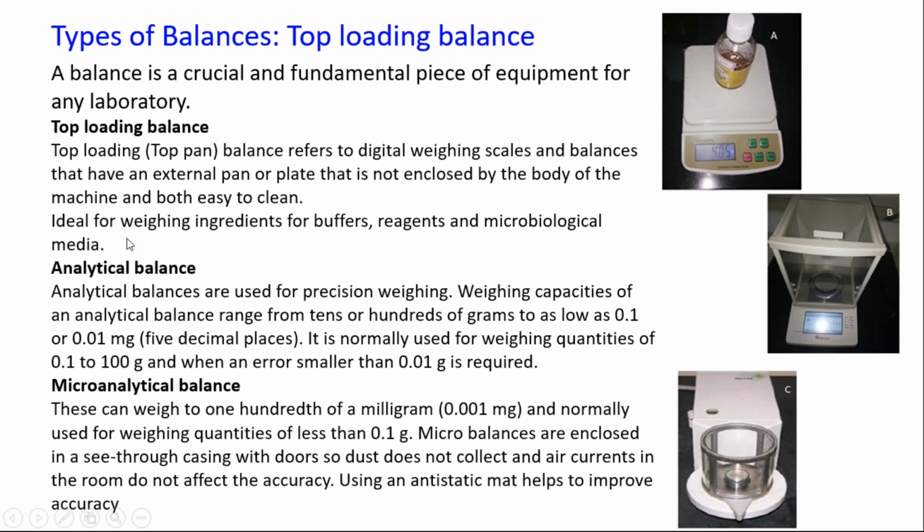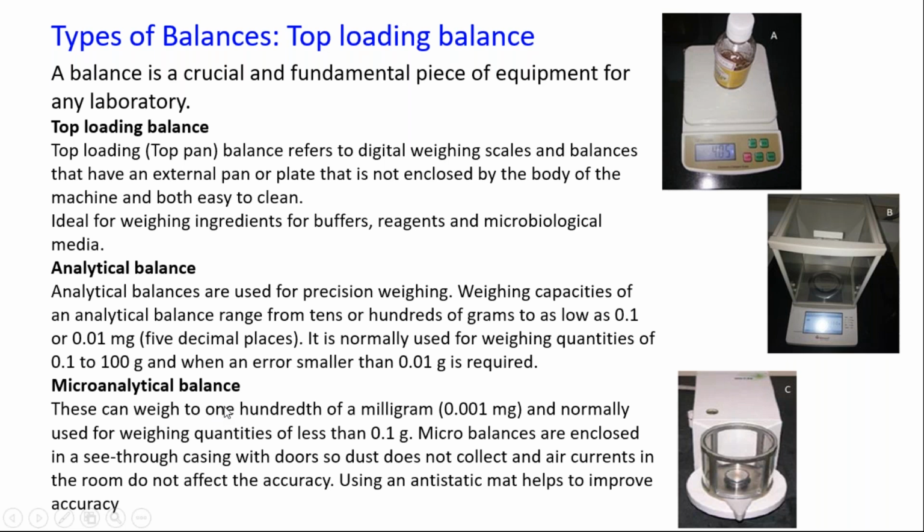Then you have the analytical balance, which is used for precision weighing. So the precision of these analytical balances can vary from the first decimal, from 0.1 to about 0.01 milligram. That means in terms of kilograms, it is 5 decimal places. It is normally used to weigh small quantities of material, and the error with these analytical balances is very low.